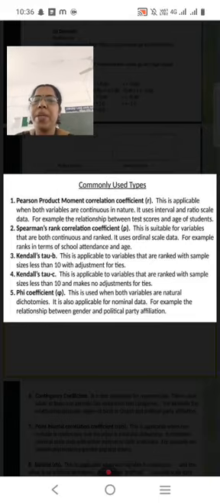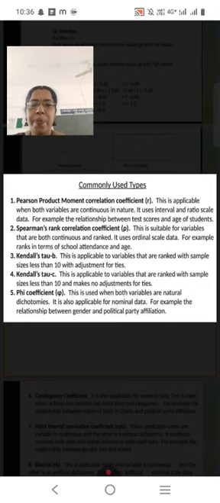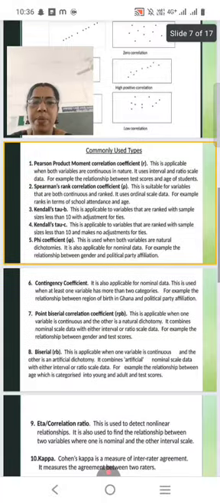And these are the five types of correlation. The first one is Pearson's. Second one is Spearman's. Third one is Kendall's tau-a. Fourth one is Kendall's tau-b. And fifth one is the phi coefficient. Commonly used types.